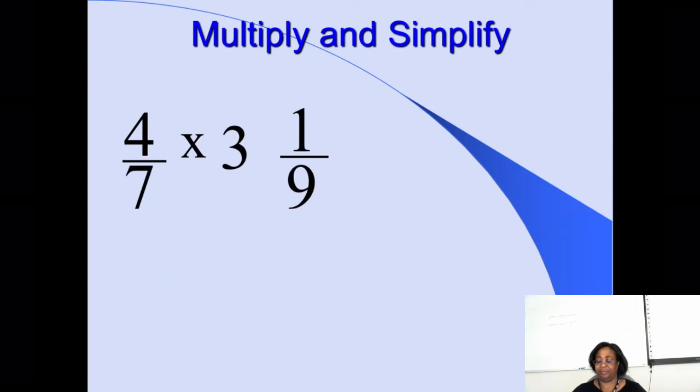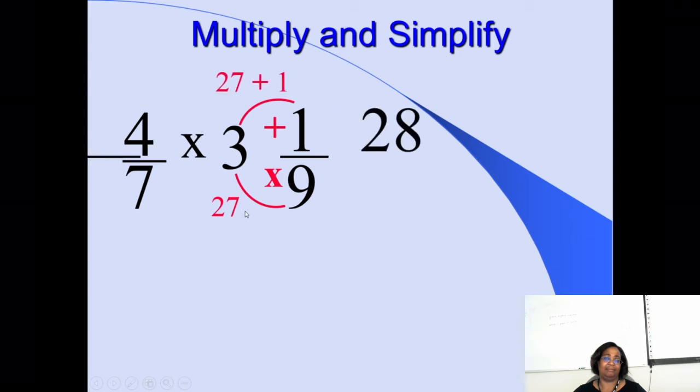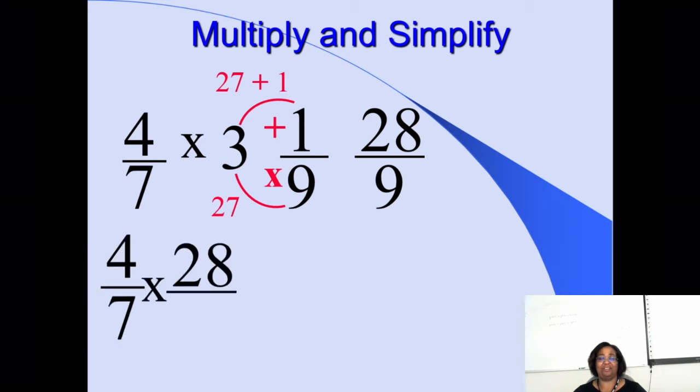All right, try this one. You got a whole number? Wow, cool. What was your improper fraction here? 28 over 9. You didn't get 28 over 9? Hold on. Are you okay? So this is what you should have so far.